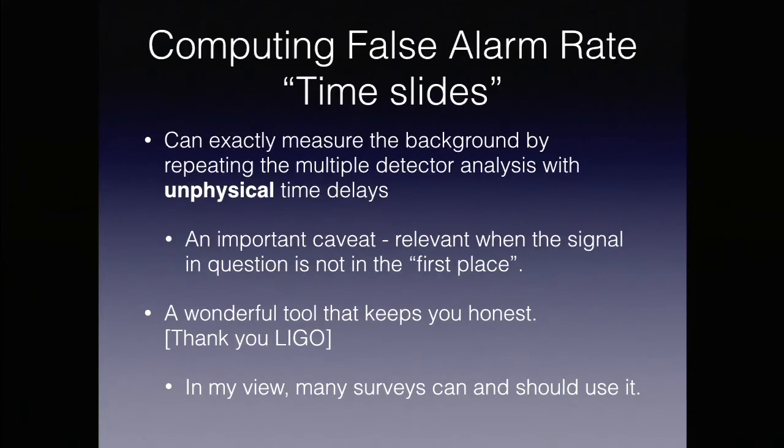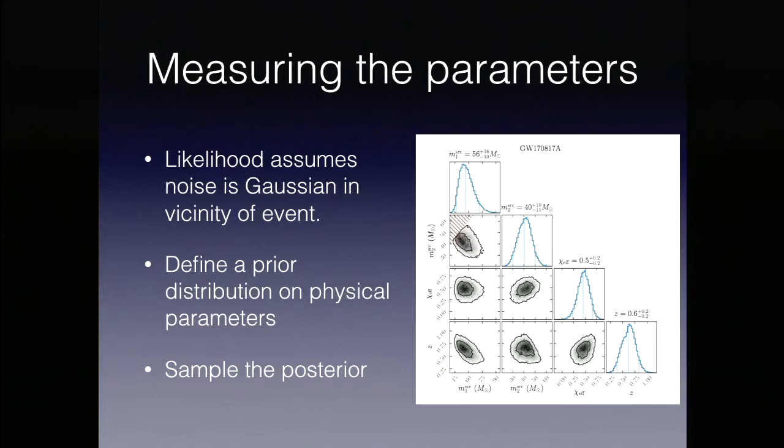In the end, you found an event, yay, you detected gravitational waves. Now what? So now you have to do some astrophysics with it. The first step in doing astrophysics with it is to understand what are the parameters of the event.